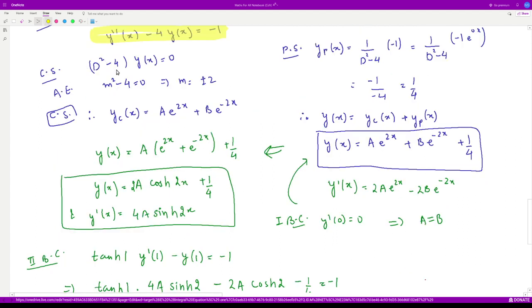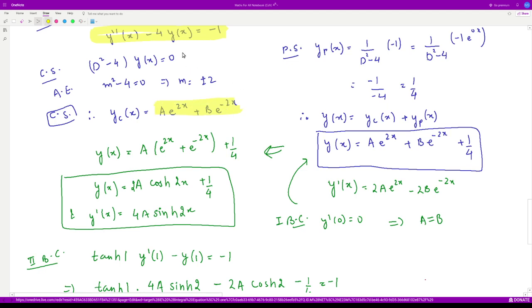So we have D square minus 4 is equal to 0. The auxiliary equation is obtained by replacing this D by m. We have m square minus 4 is equal to 0, m is equal to plus minus 2, and the corresponding solution is in this form, where a and b are constants.